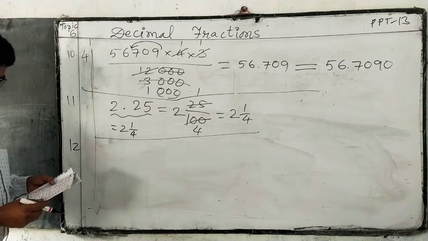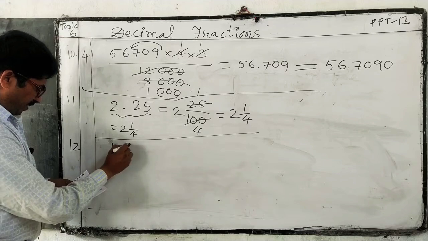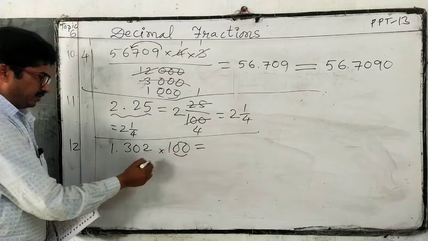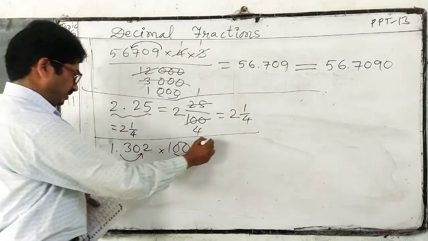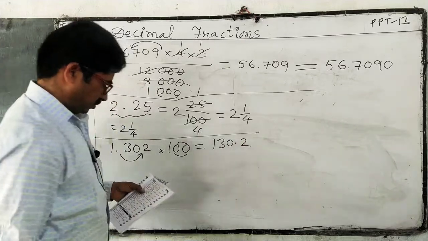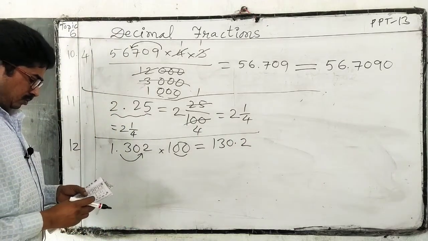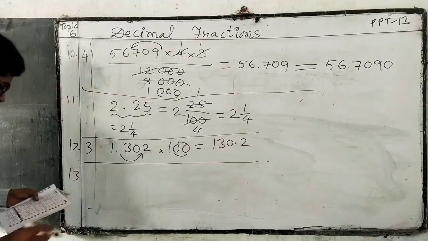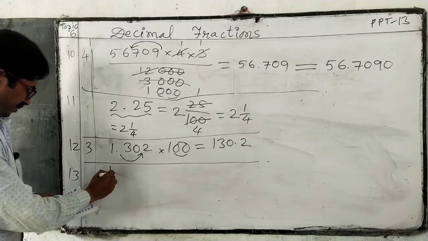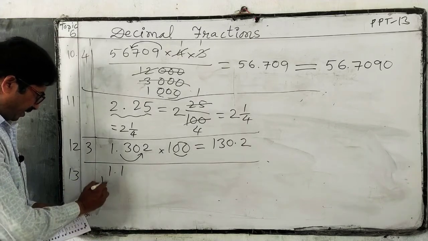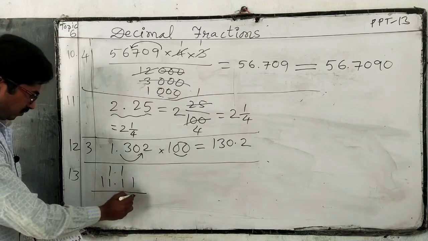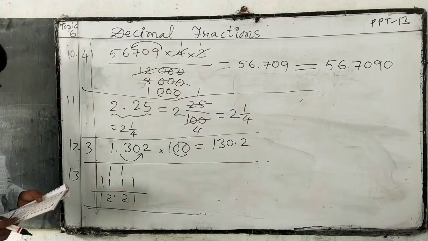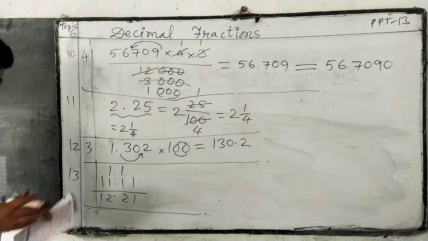Next, 12th one, the product of 1.302 into 100. To multiply by 100, shift the decimal to the right by 2 places: 130.2. So third option. 13th one, 1.1 plus 11.11, so 12.21. Option 3.